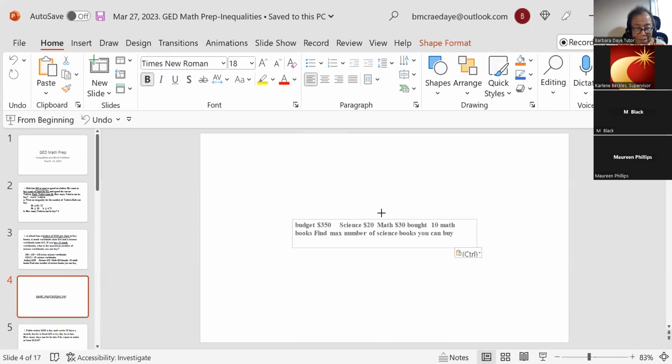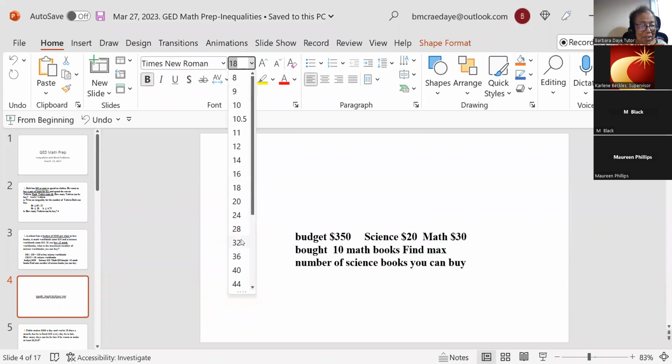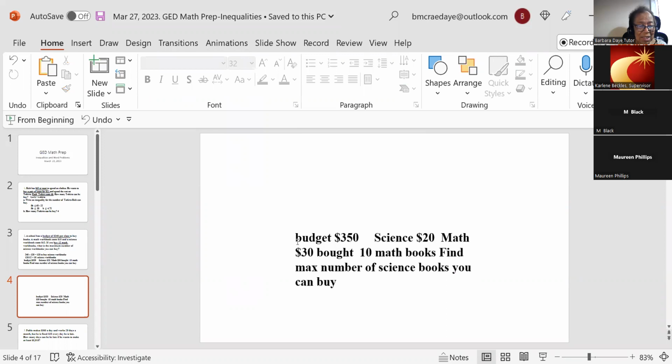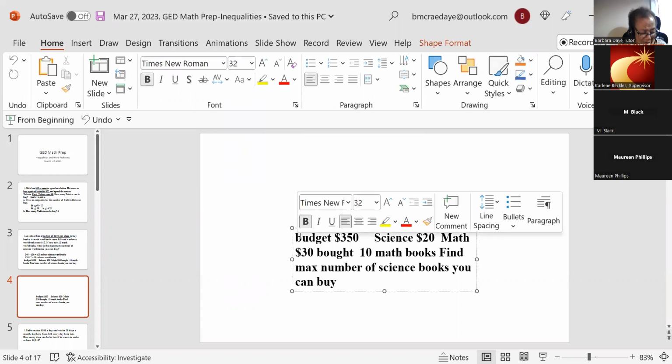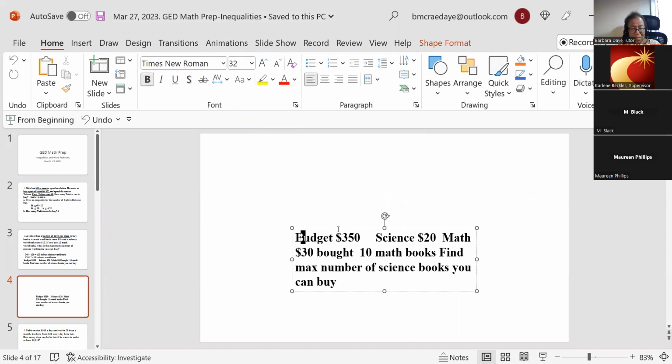So first of all, here is your budget. Make this bigger. You got an answer? I thought you would have had an answer. What's the answer? How many science books can you buy, Mercedes? 5. How did you get 5, if one is for $30? Oh, I mean the maths book. I mix it up with the books. But math books is $30.